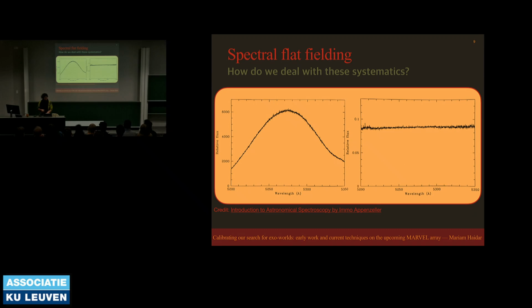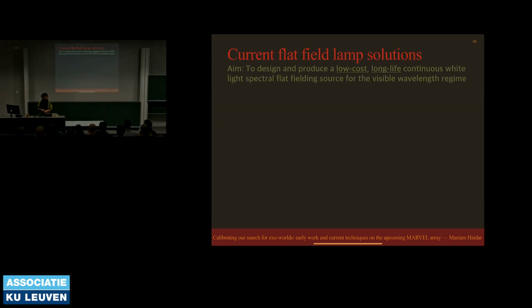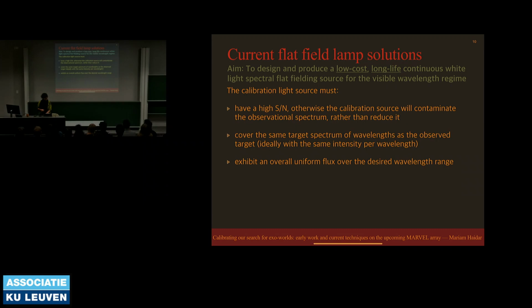So in order to assess whether or not our light source that we were investigating is worth investigating, we also wanted to compare it to what was already on the market. But keeping in mind that the light source we have has to produce a high signal-to-noise ratio, otherwise trying to use it to calibrate your data will actually put more noise into your data, and it's actually counterproductive. It has to be overall uniform in terms of its flux over the desired wavelength range, otherwise it's not good enough to correct your data. And it also has to cover the same target spectrum of wavelengths. This is a little bit more obvious because if it's not covering the visible wavelength regime, then you can't really correct for it.